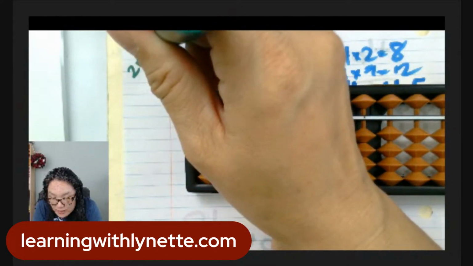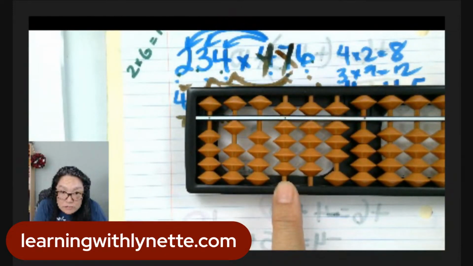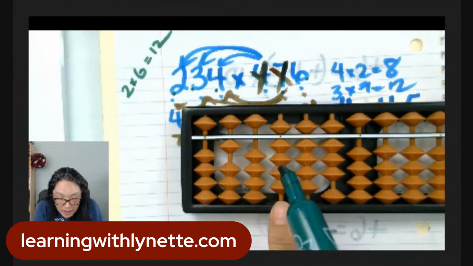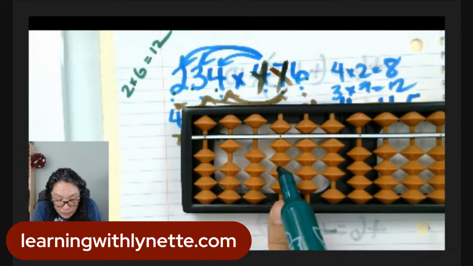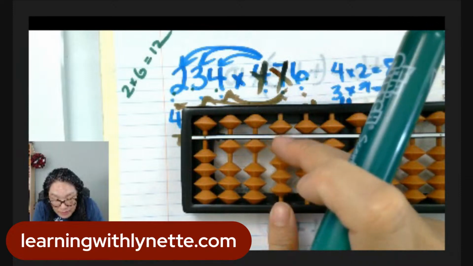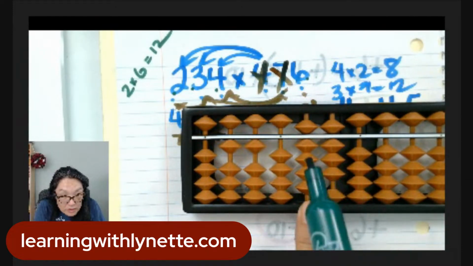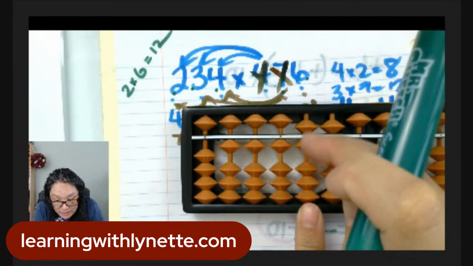2 times 6 is 12. I have my 1, I add my 2. I add my 1. There's not enough. Plus the 10 minus the 9. I add my 2. There's not enough. Plus the 10 minus the 8.